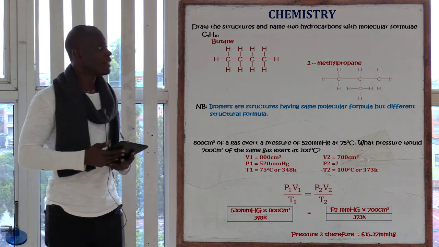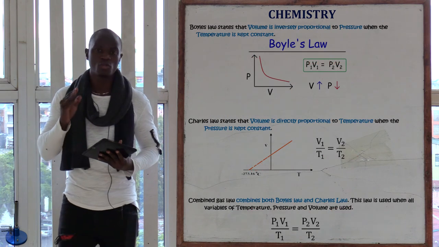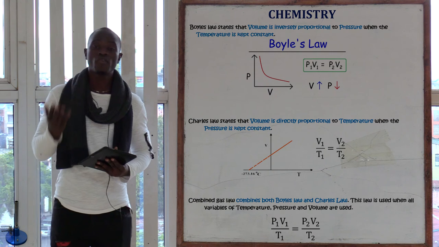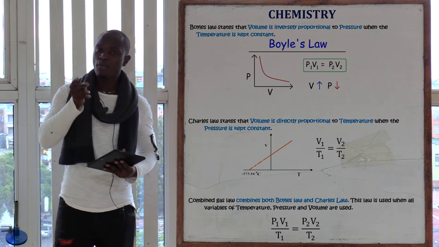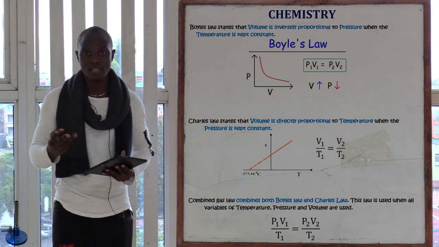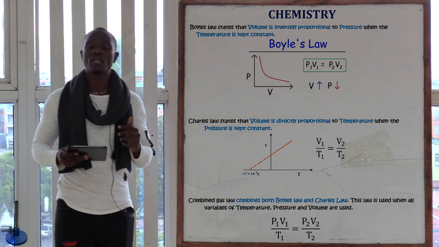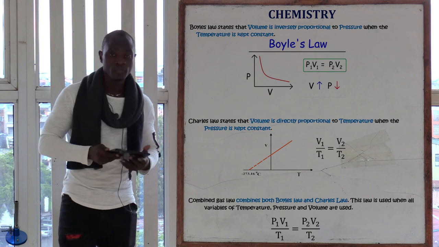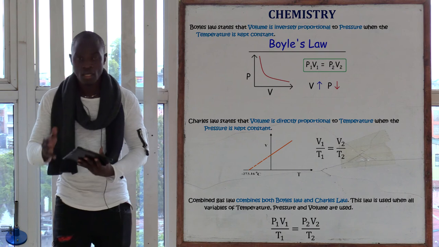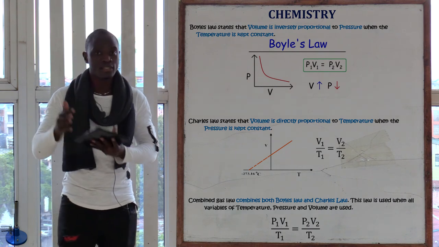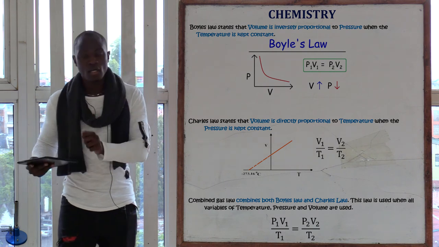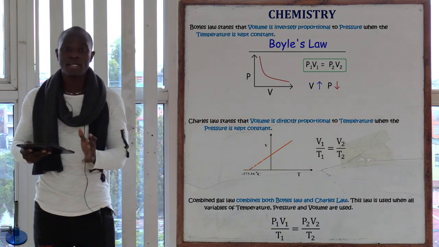Now, in this case, the most important thing and the first thing that you should check anytime you have been asked about the gas law is this: what have you been asked? Have you been asked about pressure, temperature, and volume? If you have been asked about those three things, automatically you're going to use the combined gas law. If you have only been asked about the volume and the temperature, you should only use Charles' law. If you have been asked about the volume and the pressure, you should only use Boyle's law.